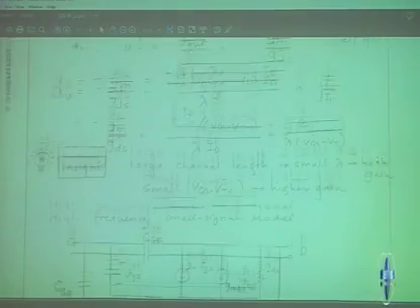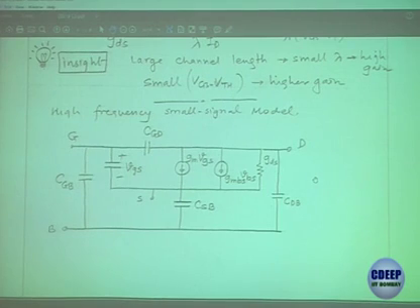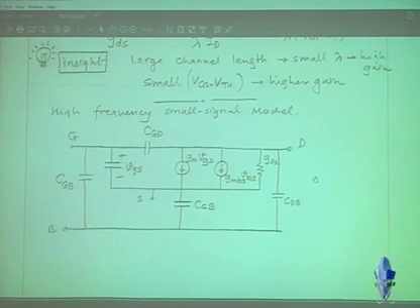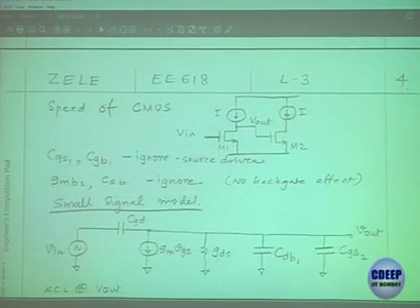Then we went into the high frequency small signal model. So, these are all the variety of caps that we learned about in the previous lecture, so I just placed them in there. Pretty much from every node to every node, there is a cap, except for source to drain, there is no cap, because they are far away from each other physically. So, with that we did the speed of CMOS.